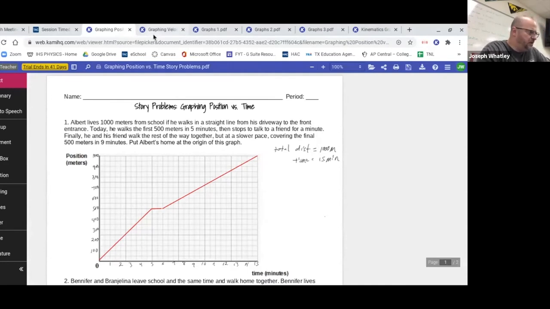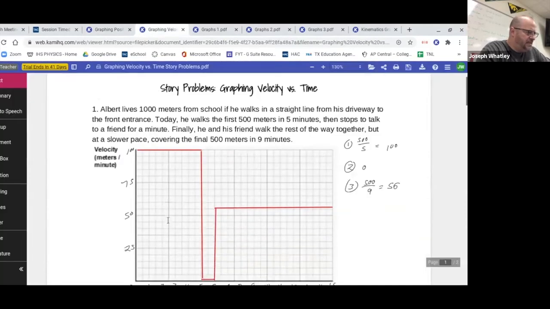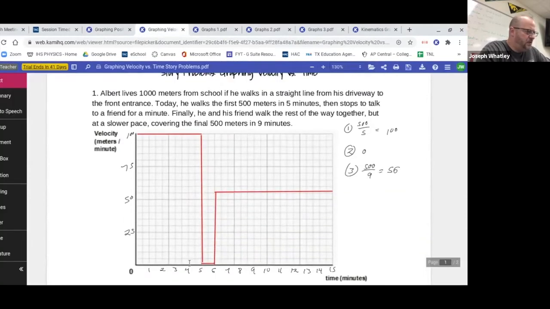So if we just simply go to the velocity graph, instantaneous velocity just means the velocity at that moment in time. So if we go to 4 minutes and we move up on the graph, we can see it would be 100. Then it asks us, what is Albert's average velocity between 2 and 15 minutes? This is one that got asked a lot about.